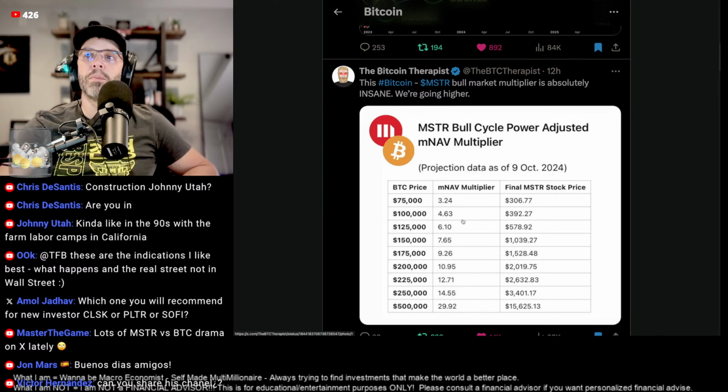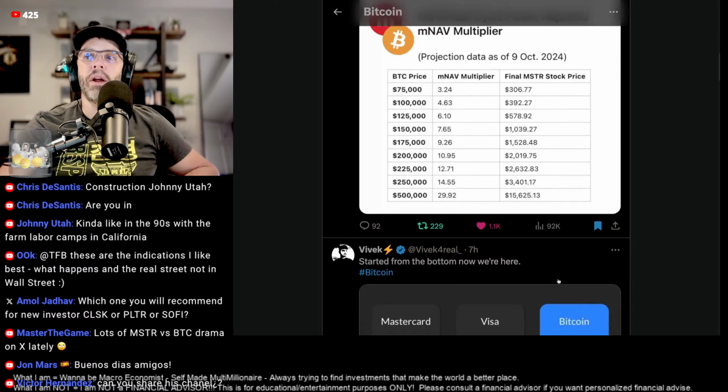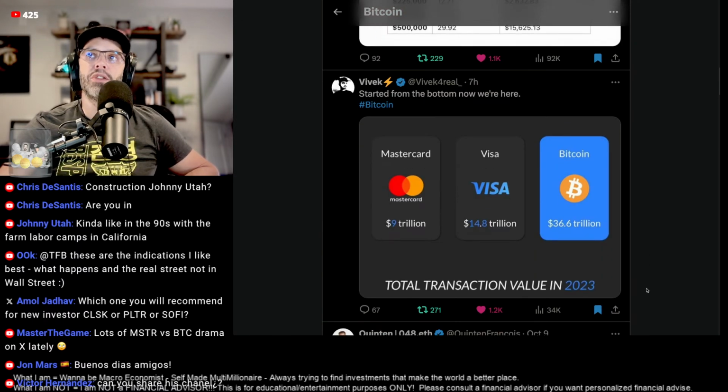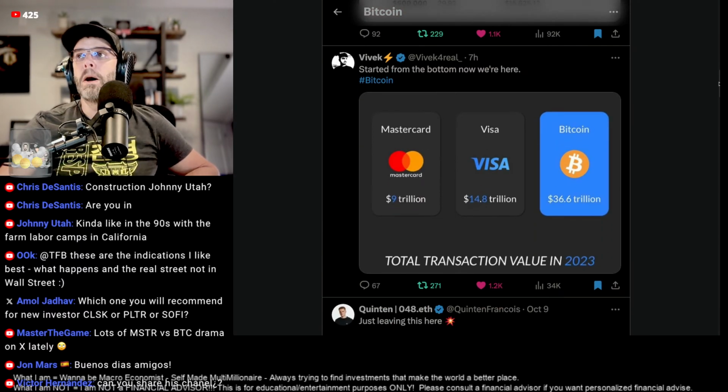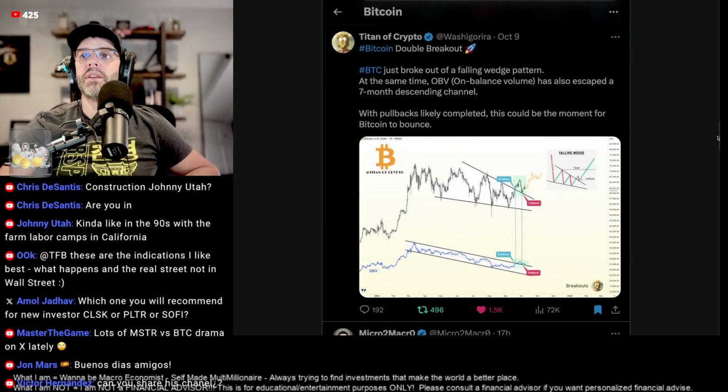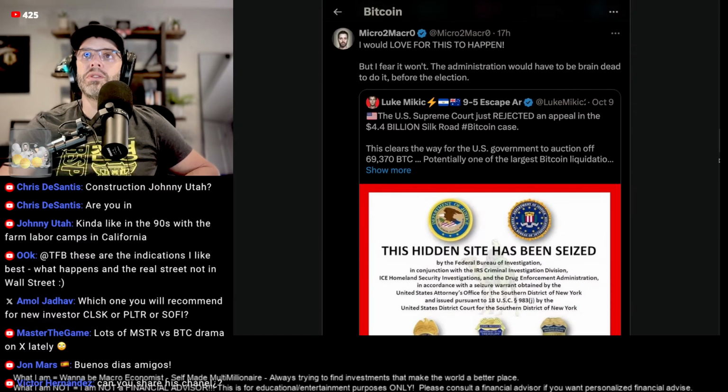And so he talks about the projections of what we might see if we hit 150, 170K, a price on MicroStrategy of $1,528. I think this might be a little optimistic, but I do think that the multiplier is going to be powerful and that it's going to be a good opportunity for people. I can't argue that. So I think MicroStrategy is going to be a good play.